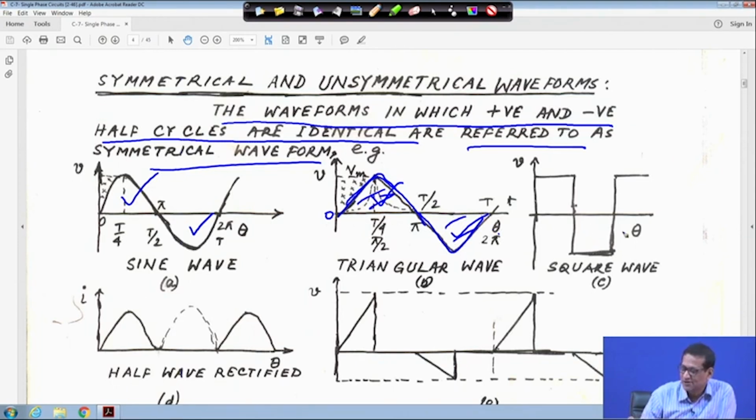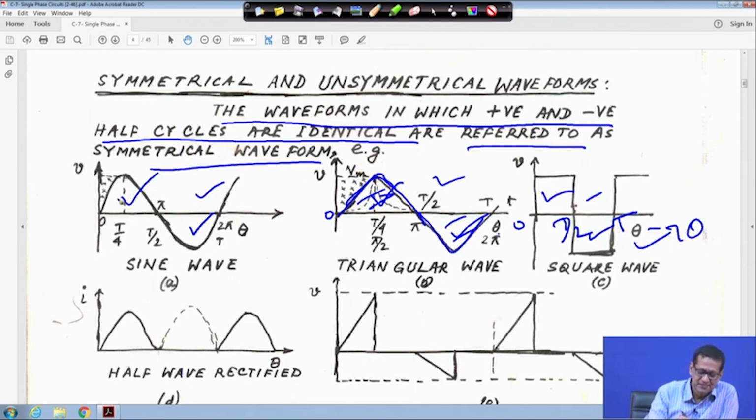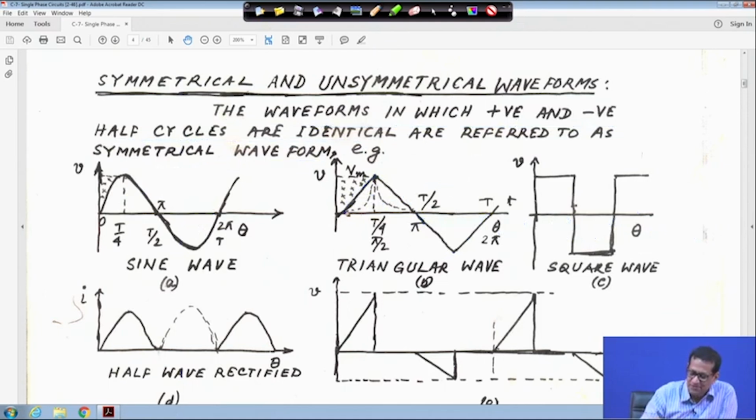Similarly this is a square waveform, and this one is symmetrical. If it is 0, t by 2, t, it is symmetrical, and this is theta. So these three waveforms are symmetrical, that means the plus and minus half cycles are identical. Identical means the positive area and negative area will both be the same. Similarly, you may have another type of waveform. Suppose it goes like this, some exponential shape, this is also symmetrical.